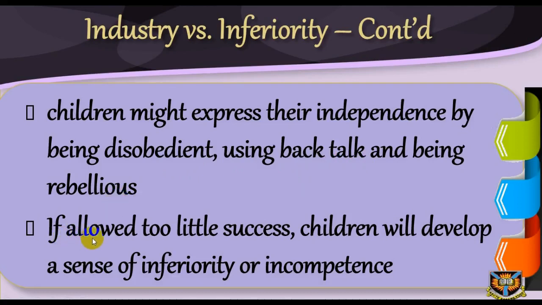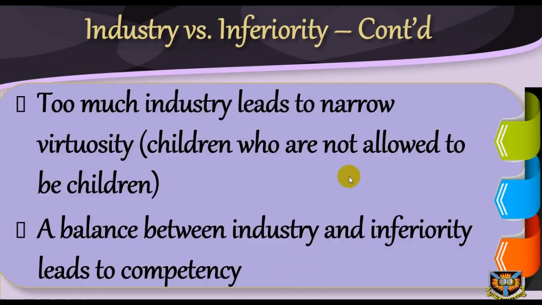Children at this stage have to learn the feeling of success. If the child is allowed too little success, he or she will develop a sense of inferiority or incompetence. Too much industry leads to narrow virtuosity (children who are not allowed to be children). A balance between industry and inferiority leads to competency.